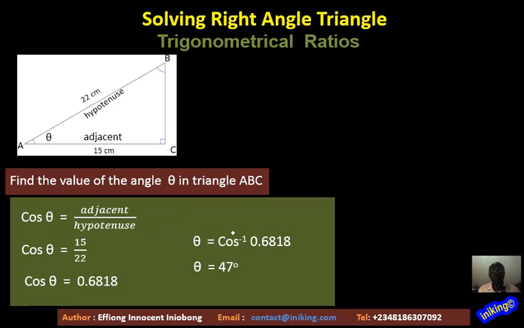In the next video, we'll look at more problems using trigonometrical ratios to solve them.